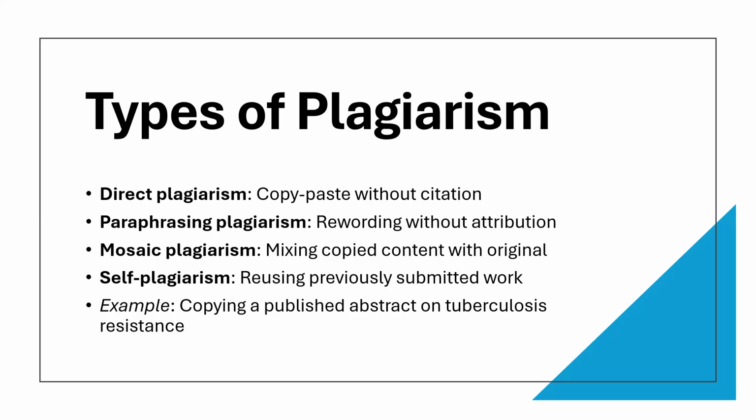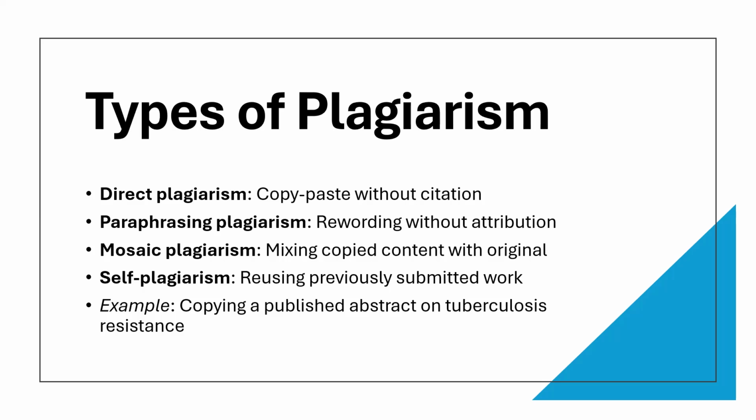And then next is mosaic plagiarism. Mosaic plagiarism is basically the mixing of copied content with the original. There are two types of content: one is the original and the second one is copied. And you do mosaic plagiarism by mixing both the copied content and the original content. That is mosaic plagiarism.